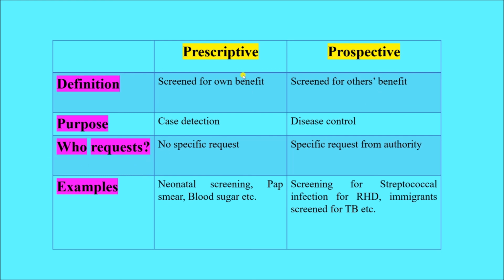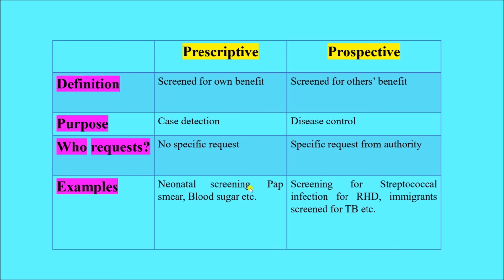Who requests it? Generally, there is no specific request in the case of prescriptive screening because the person does not know about his disease. Whereas sometimes a request from the authority can come in the case of prospective screening. So maybe a person is screened for a disease as sent by the authority, because the authority is concerned that if the person has the disease, he may spread it to others.